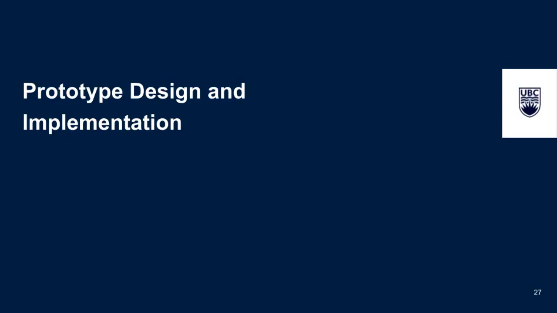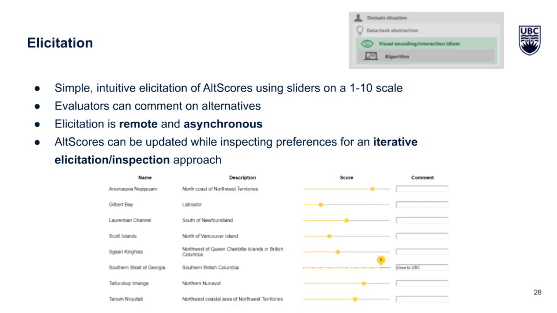In this section, we briefly describe the design and implementation of a prototype based on our recommendations for advanced users. Our prototype allows evaluators to score alternatives remotely and asynchronously using simple sliders.